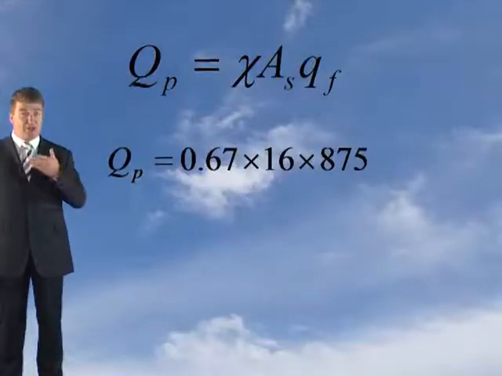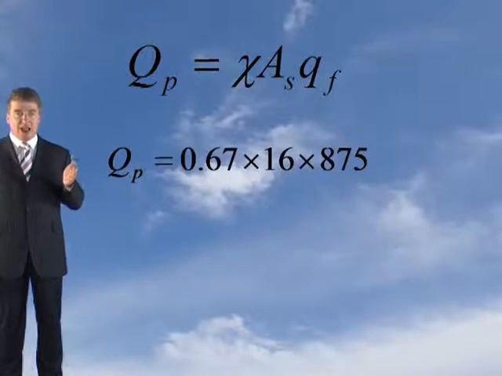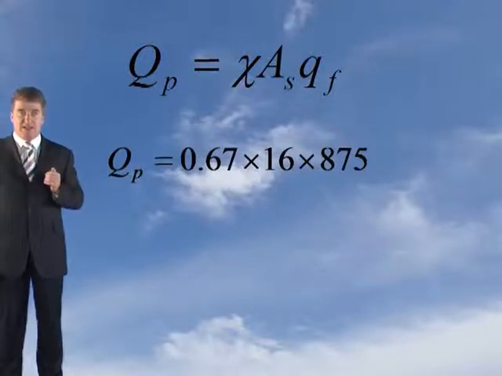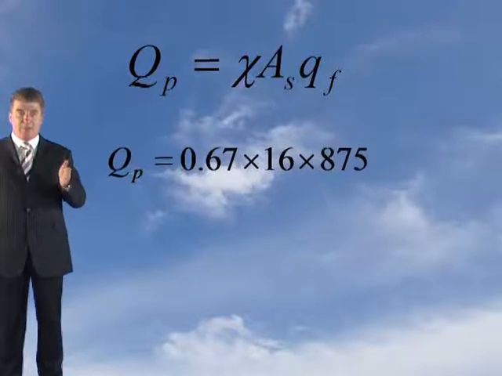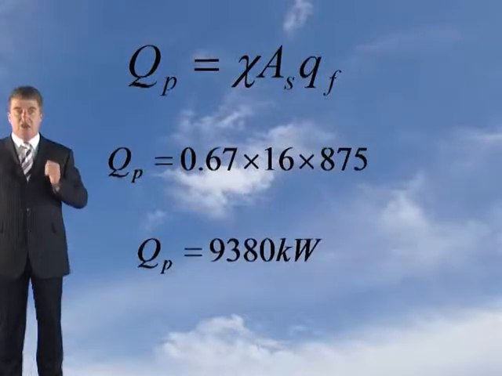If you put those variables in, you get 0.67, which is the default for Chi if not expressed otherwise, times by your area, which is 16, times by 875, the convective heat output is 9380 kilowatts. So that's step 2, working out that. You know the design fire size. Let's move on to the next step.